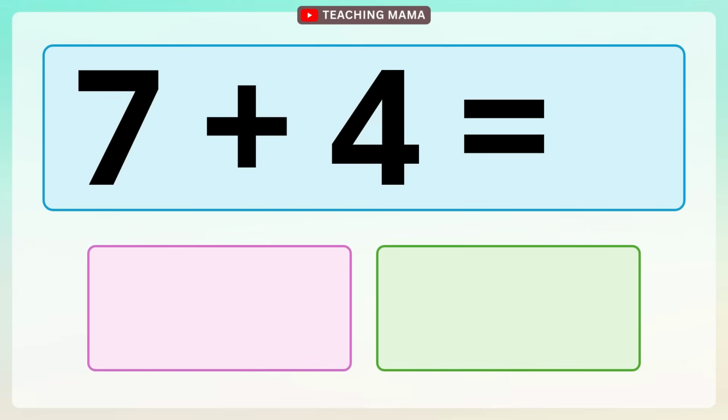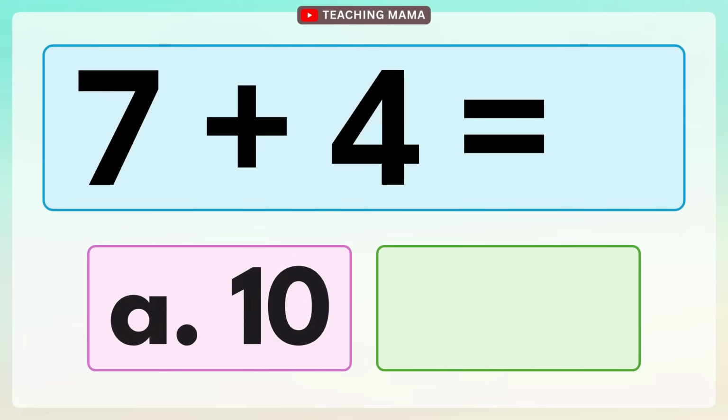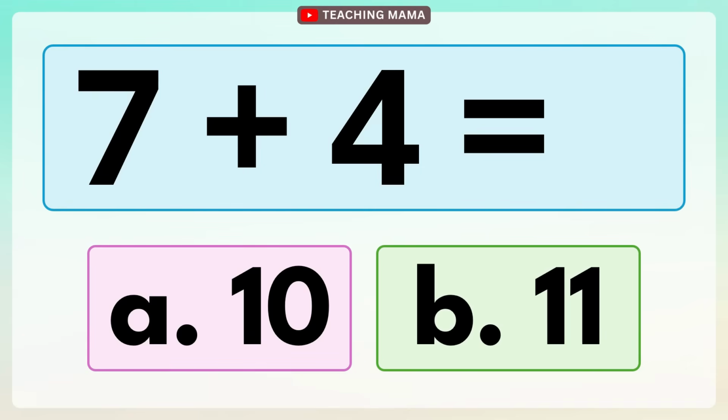Seven plus 4 equals A. 10 B. 11. What is the answer? B. 11.